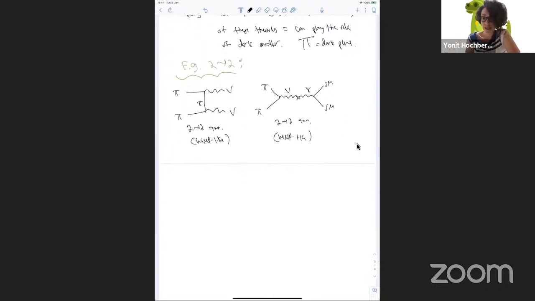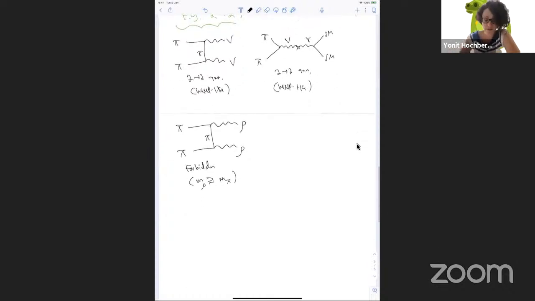We can also have forbidden processes here. For instance, I can take 2 pions and have them annihilate through another pion and go to heavier dark mesons, for instance, dark rho mesons. So this would be a forbidden process, and that's because in QCD-like theories, the mass of the rho is heavier than the mass of the pions. So forbidden processes just naturally occur in these theories.